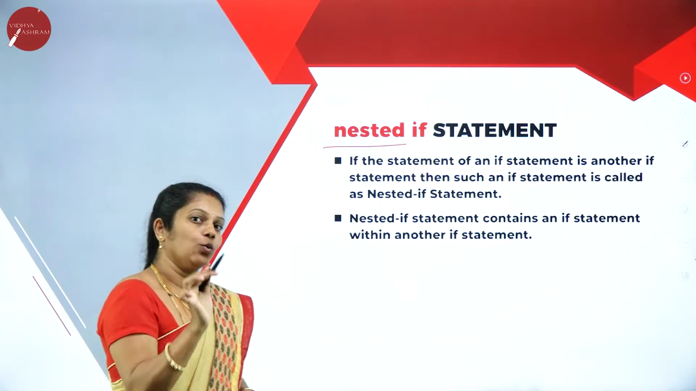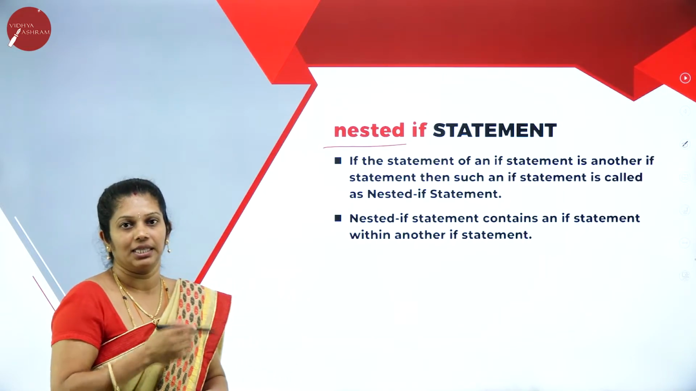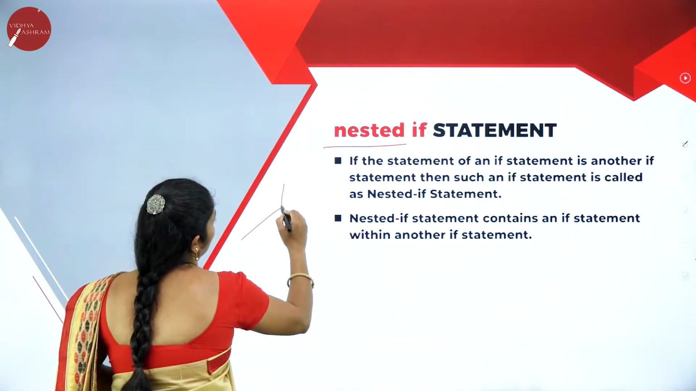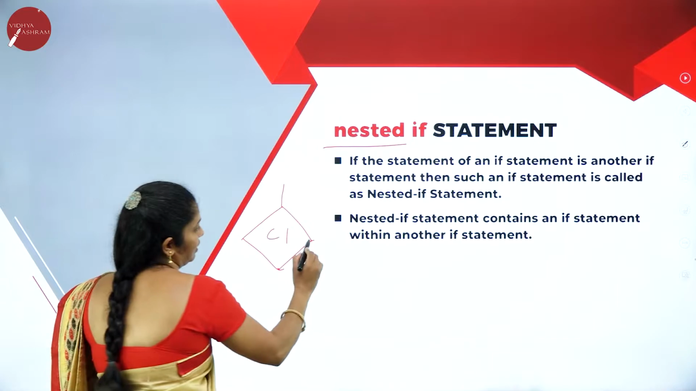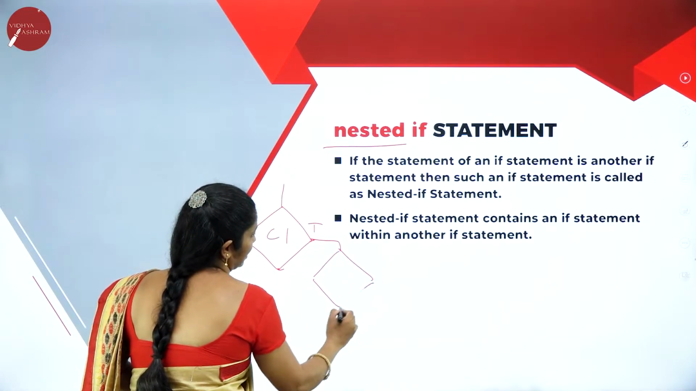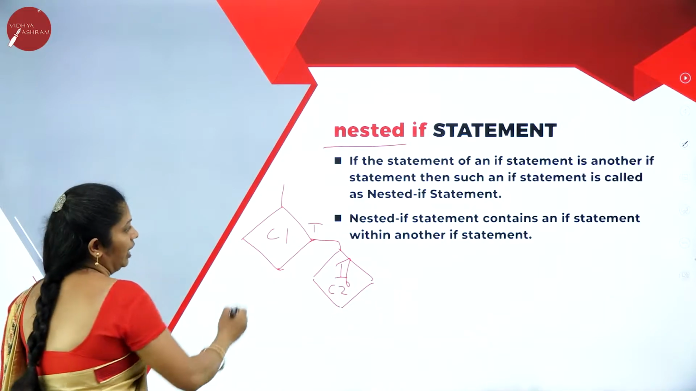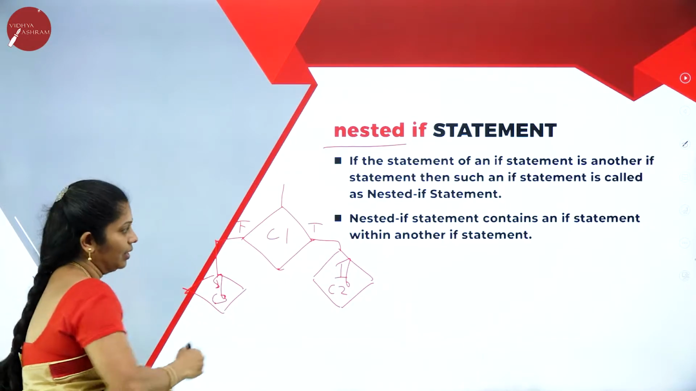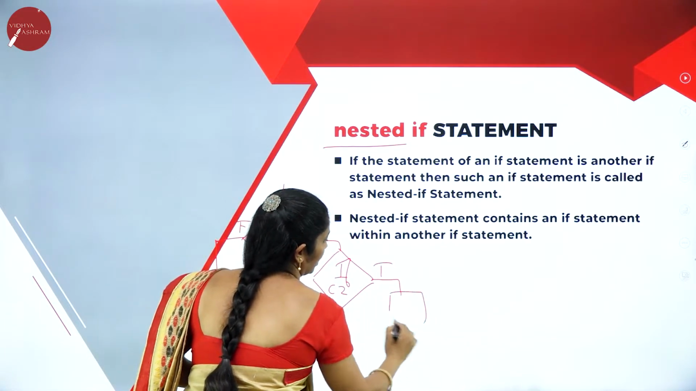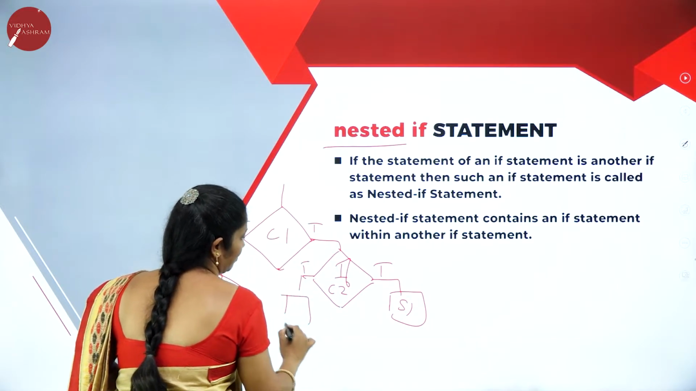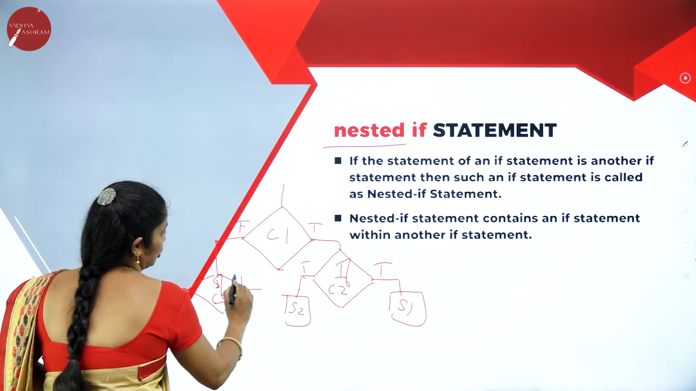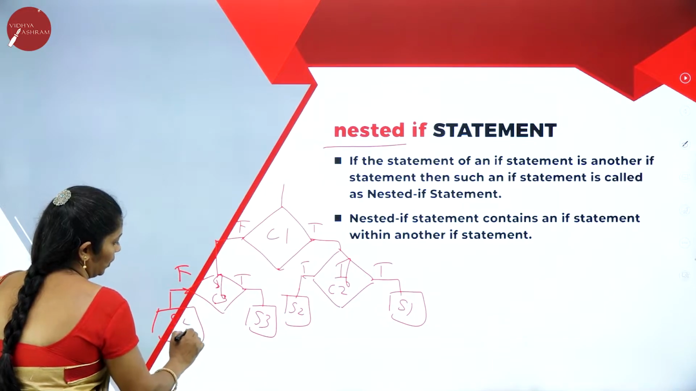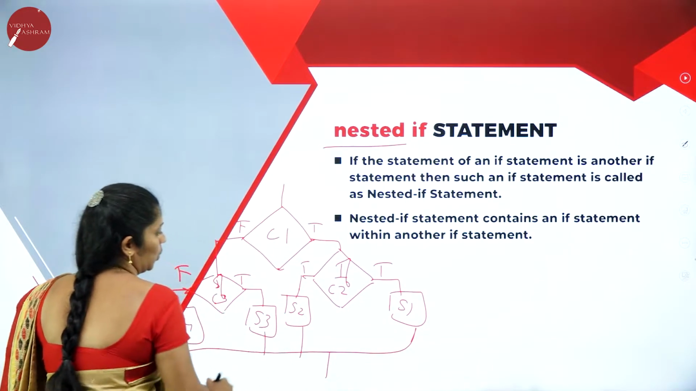It means that inside one if condition, if you have one more if condition, then it can be called a nested if statement. Here, for example, consider we have condition 1. If this condition is true, then once again it will check the second condition, condition 2. If it is false, then once again it will check the next condition, condition 3. Here if it is true, then statement 1 will execute. If it is false, then statement 2 will execute. Here also if it is true, then statement 3 will execute. If it is false, then statement 4 will execute. Finally, everything will come out here.